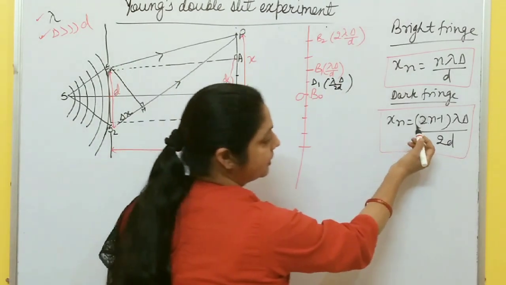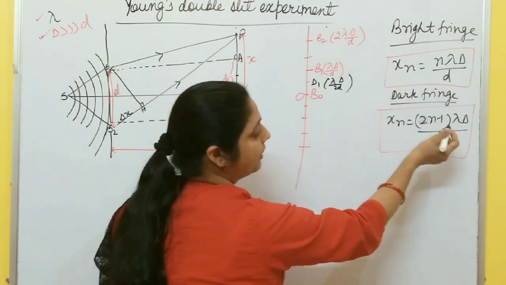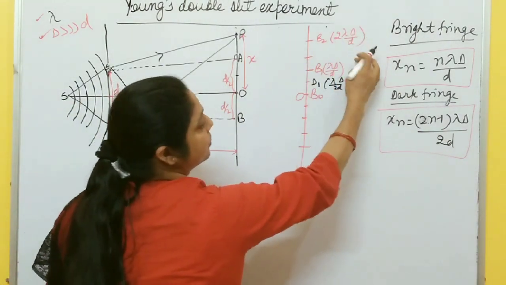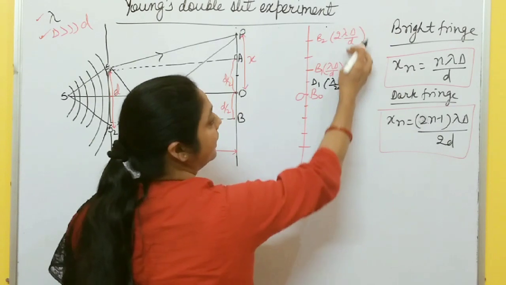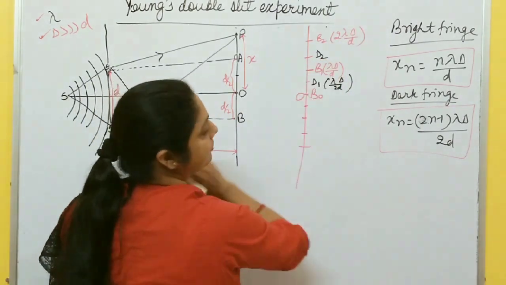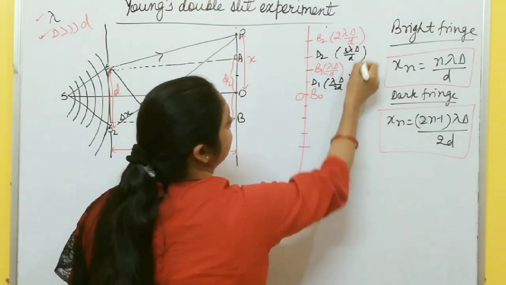Again, the second dark fringe is when n is 2. 2 times 2 is 4, 4 minus 1 is 3, so 3/2 λD/d. And that is in between this one, λD/d, and this one, the two bright fringes. So here the second dark fringe is formed at a distance of 3λD/2d.